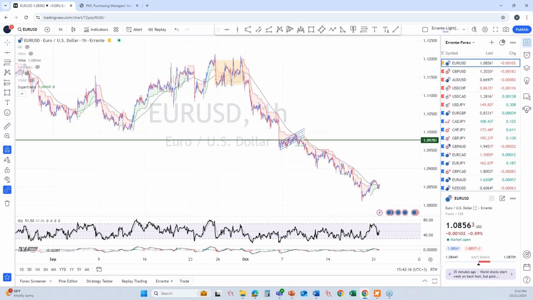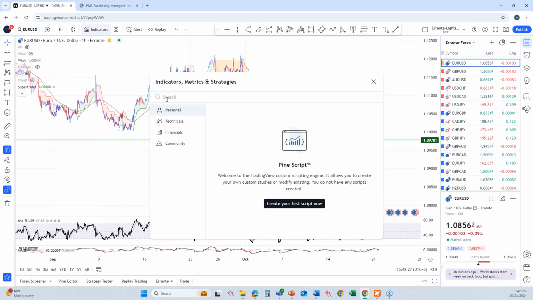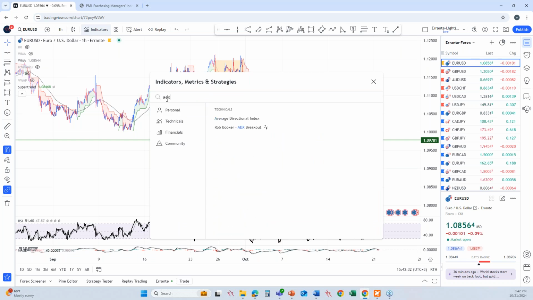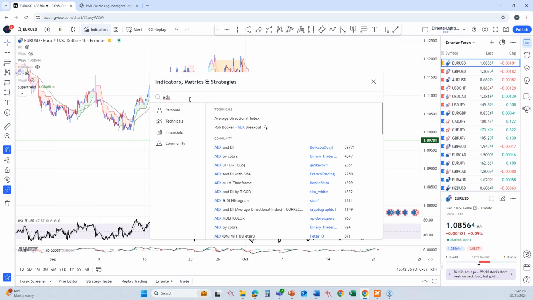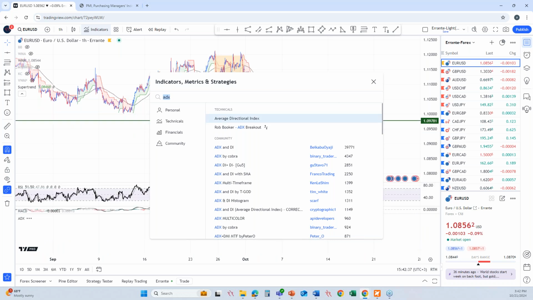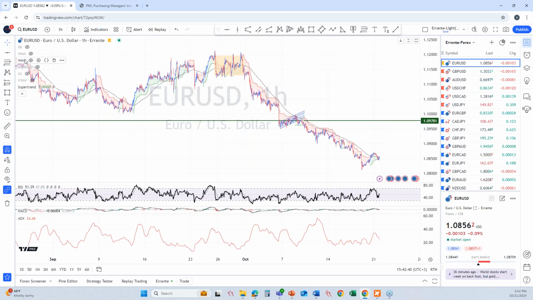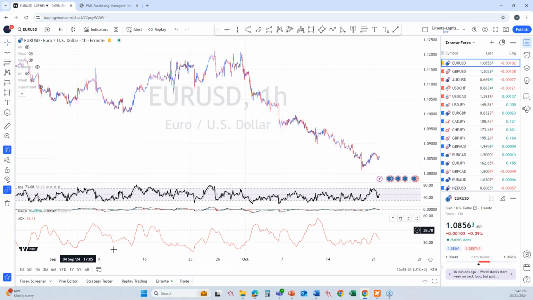So another one which most of you might know is the average directional index, or ADX. It comes with very good features on TradingView. Again, you can just search for it in your indicator box, and you can apply the average directional index on your chart. I'm going to hide the other indicators to prevent any confusion, and let me make my chart a bit clean and then show you how to use it. So here's the ADX.